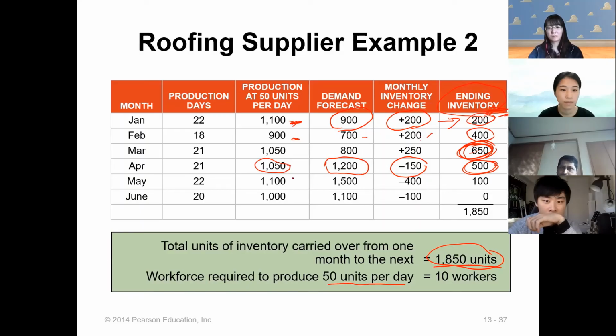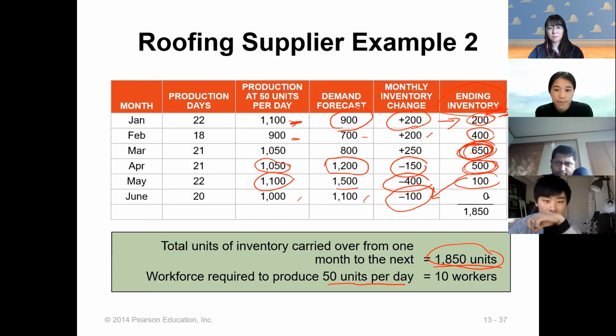And same thing in May. You have 1,500 demand, but you produce only 1,100. There is a minus 400. So that will reduce your ending inventory to 100. And by June, your production is 1,000 and your demand is 1,100, and you have a backlog of minus 100. You take it from here. Of course, now you do not have any more stock.